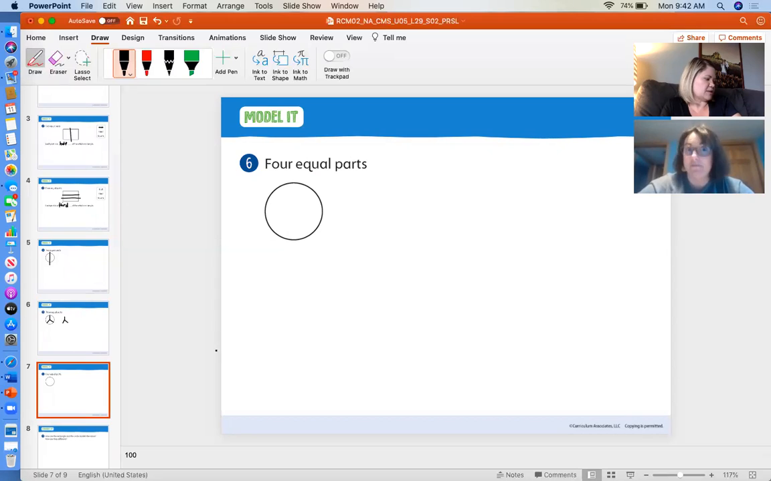4 equal parts. Well, again, like Mrs. Walker said, first start by cutting it in half one way and then cut it in half the other way, and bam, you have 4 equal parts. It looks like a window on a boat.